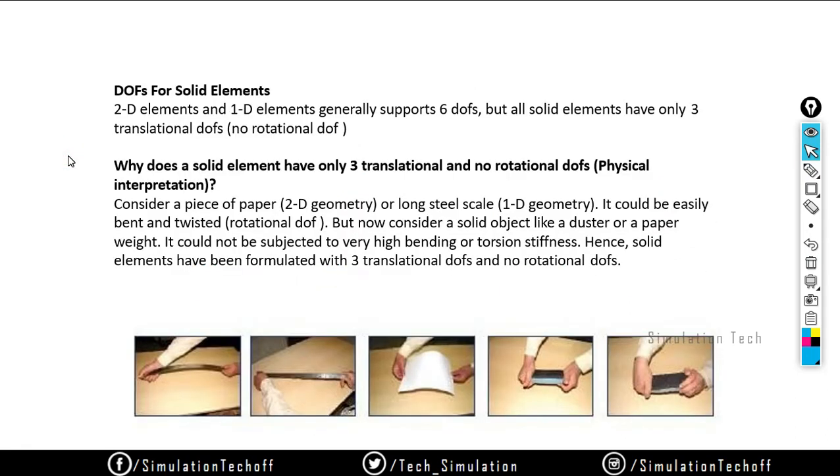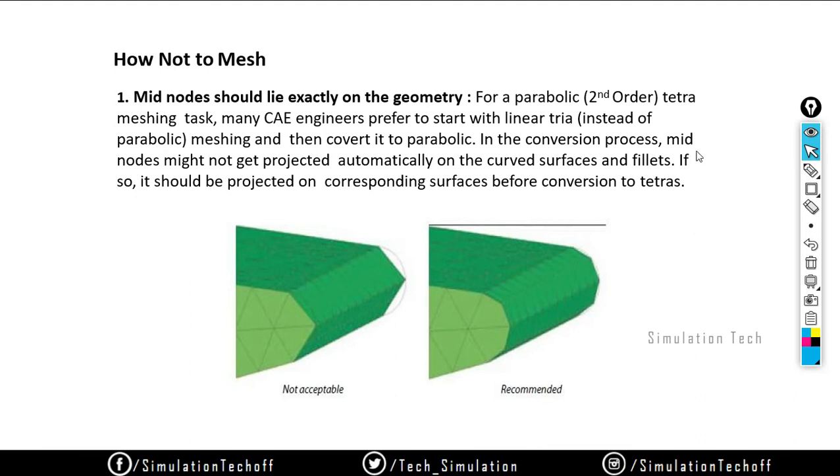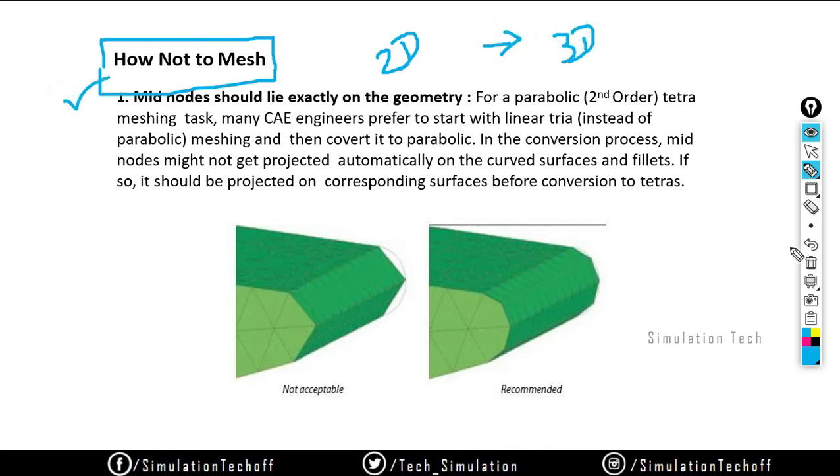Okay, so this is an example of how to interpret that 1D, 2D and 3D. Okay, so there is a set of rules to create meshing. Like we have seen how to and how not to mesh 2D, right? So like that, 3D also has its how to and how not to mesh segment.